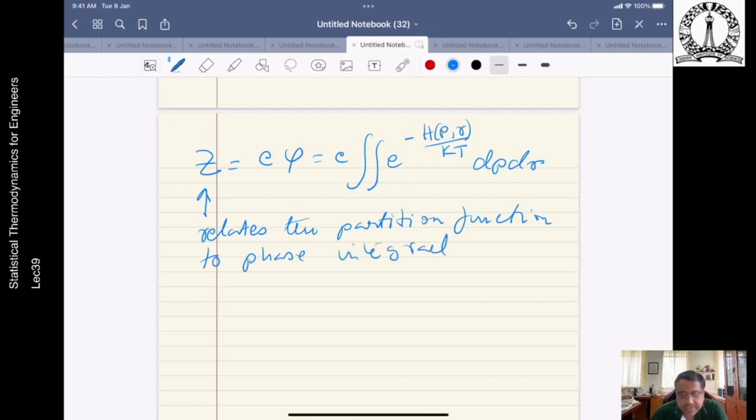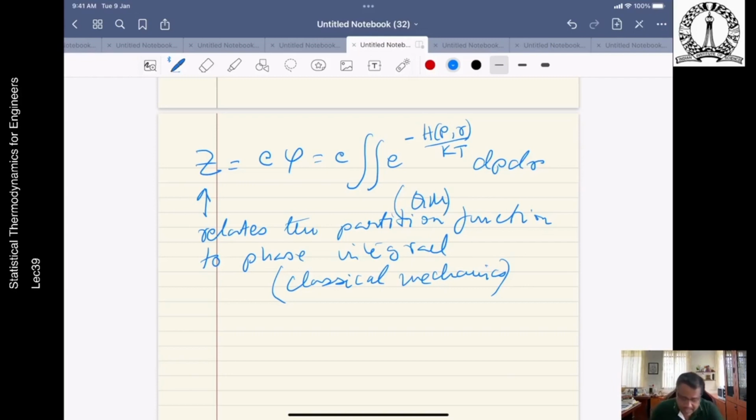So partition function is basically quantum mechanics. Phase integral is classical mechanics. A definite point in the phase space is permitted by classical mechanics. The same is not true for quantum mechanics due to the uncertainty principle. On this basis, the value of C establishes a statistical mechanical equivalent of the correspondence principle.